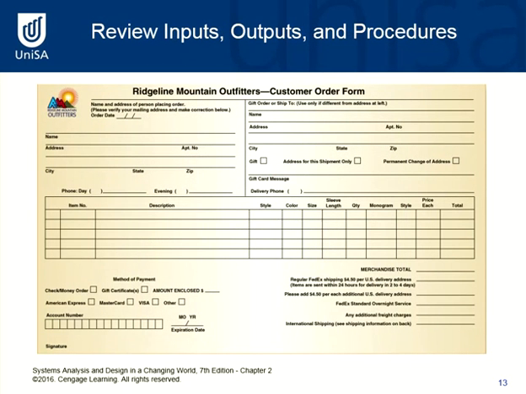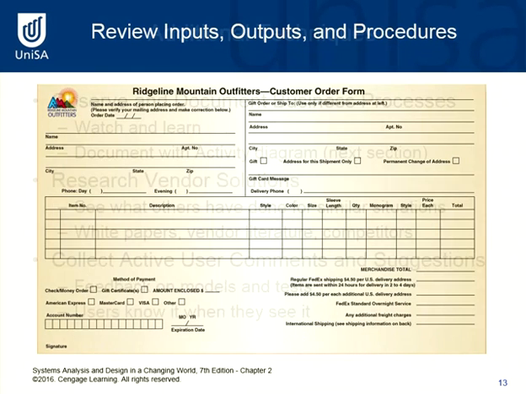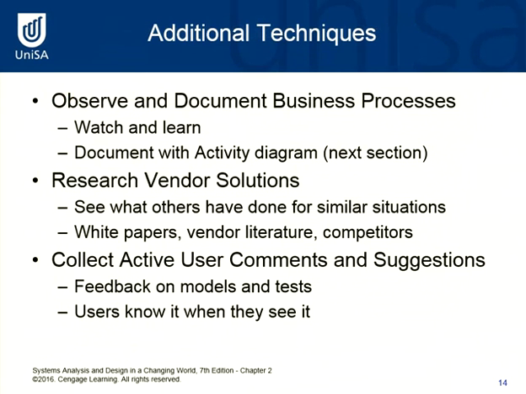When we review inputs, outputs and procedures, here's an example of a form. So they may have given you this form to show you this is the current procedure that we have, and you can maybe have a discussion or whatever to see what changes need to be made, or perhaps what's working versus what's not working. Okay, so looking at current procedures. Watch and learn.